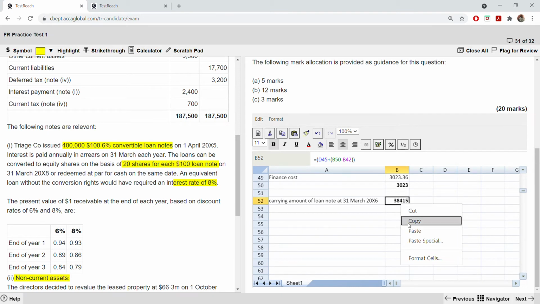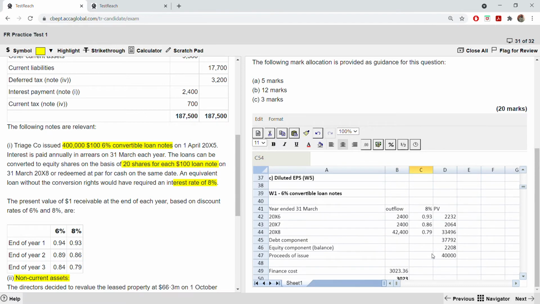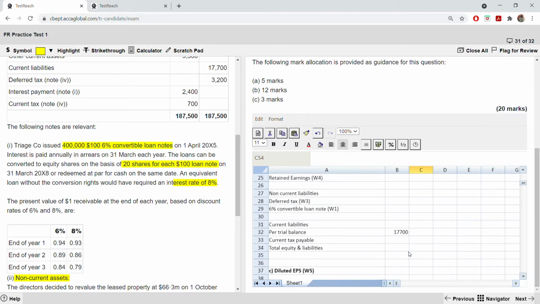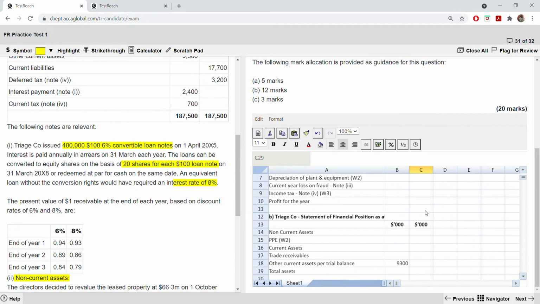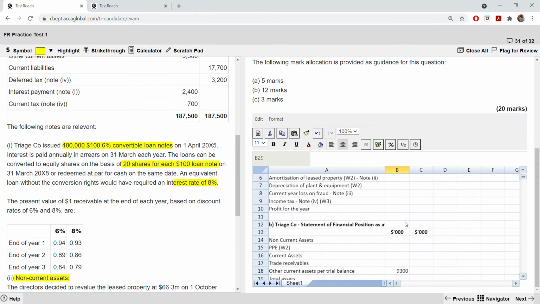Okay, so copy. For this also a formula has been applied. If you say formula, so when I'm copying it, I just want to copy the value. Where am I going to take it? Here. Okay, in the first column, this column. So paste values. That's it. Okay, so 38,415.